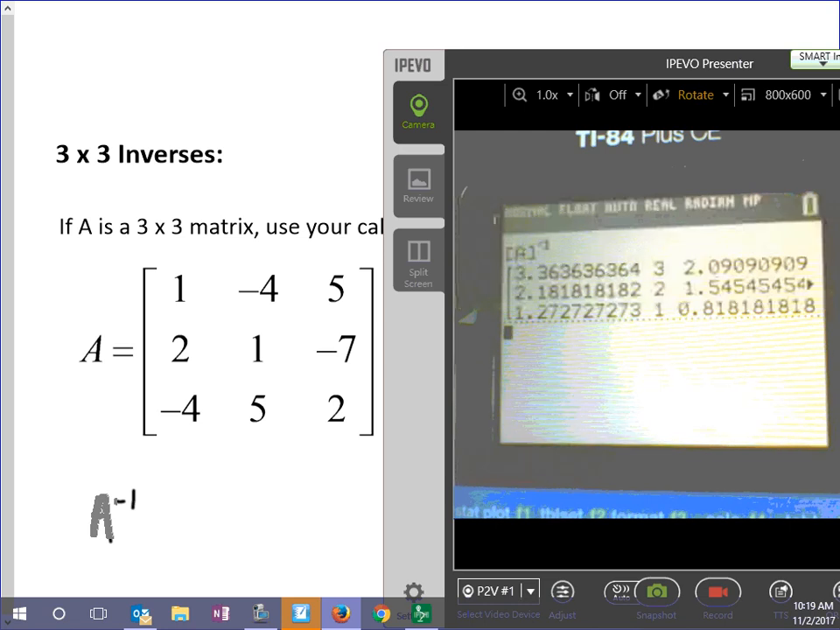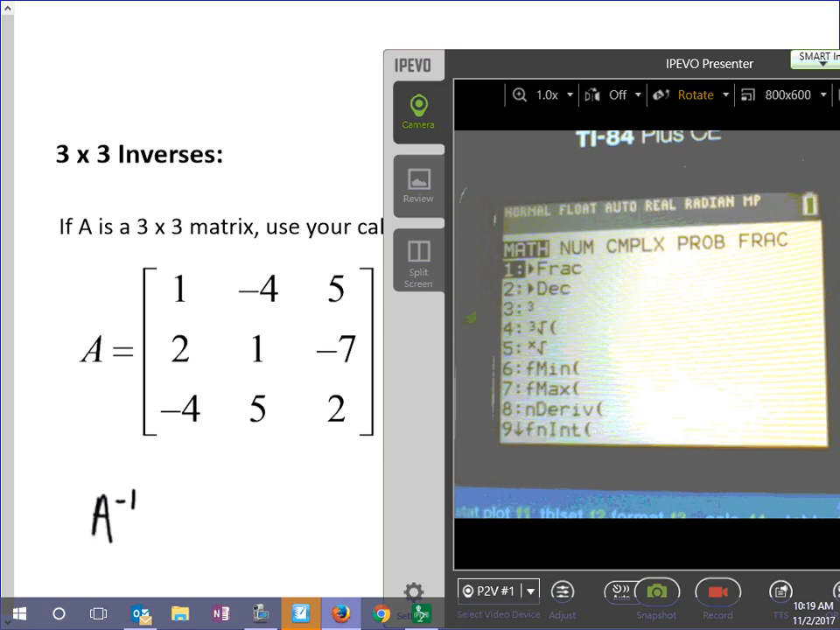Ooh, yikes, look at all those decimals. Does anybody know how to change decimals to fractions in their calculator? Nicole, what do we push? Math. So don't hit second, just hit math. It's right underneath your alpha key. Hit math. The first thing that comes up, look at number 1, change to a fraction. So just hit enter on fraction.